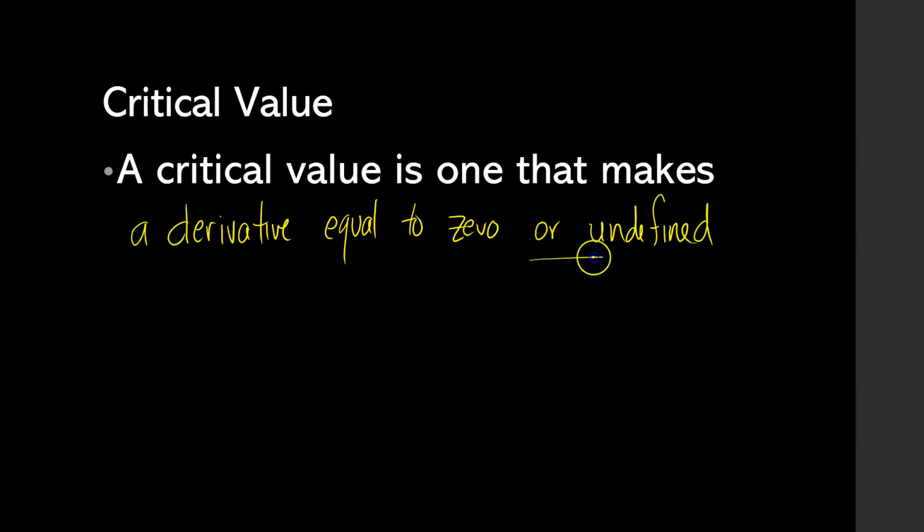I'll tell you what, you want to always say "or undefined." If I've seen anything over and over again, a lot of people by the end of the year forget to set their derivative equal to 0 when looking for critical values. Let's see an example of that.